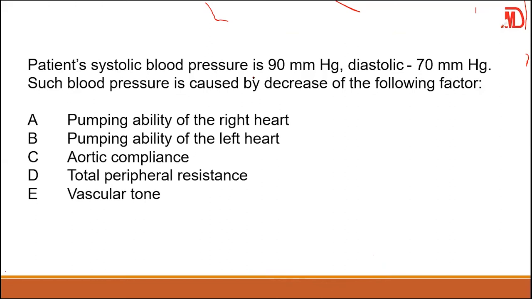Patient's systolic blood pressure is 90. Diastolic is 70. Such blood pressure is caused by decrease of the following factor. So first of all, who can tell me the normal BP? Every day we say it.